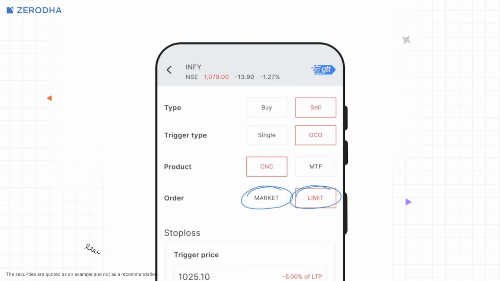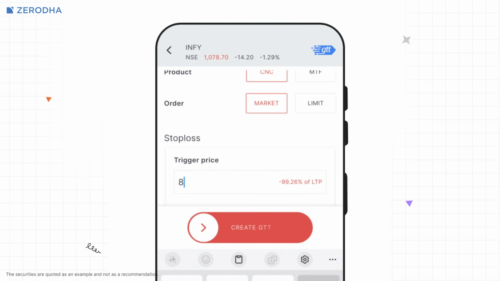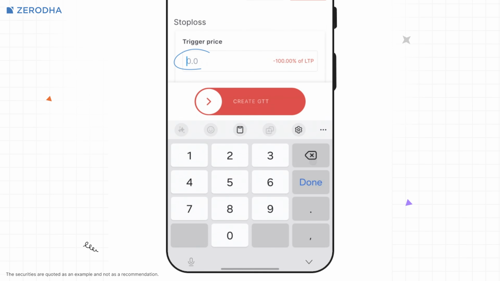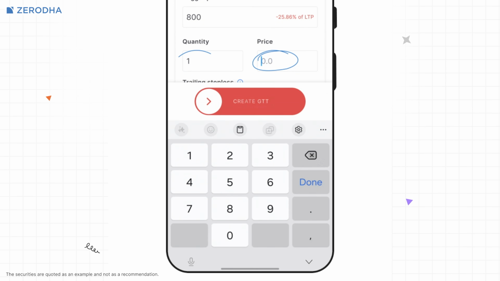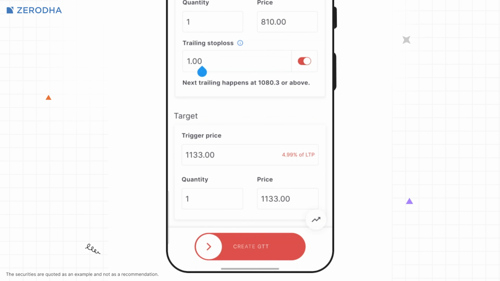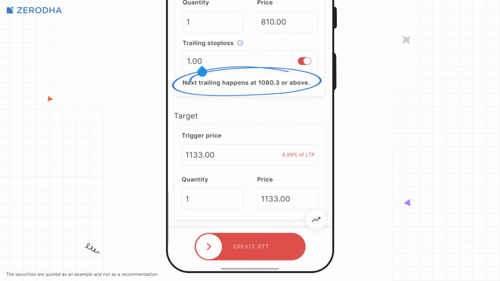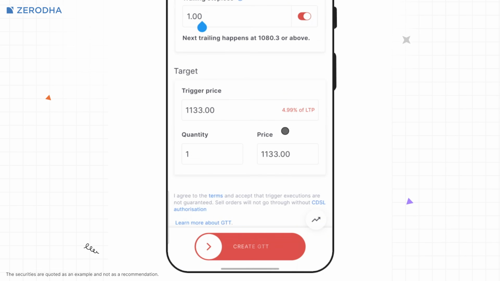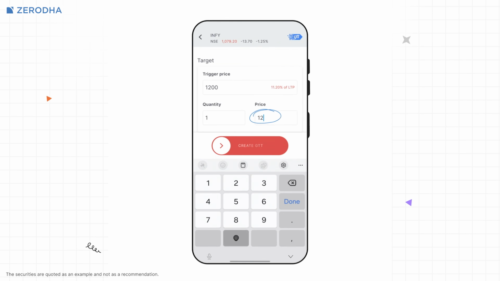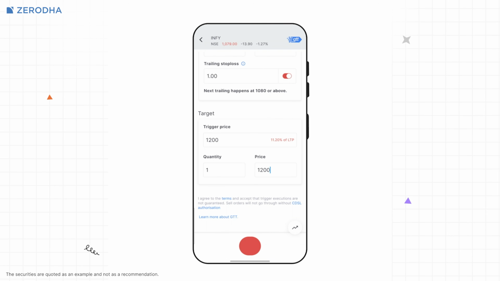Select a limit or market order. If you select market, an order with market protection will be placed when the GTT is triggered. In the stop loss section, enter the quantity, trigger price and limit price. Enable the trailing toggle and enter the trailing point. Once trailing is enabled, Kite shows the price at which the next adjustment will happen. Swipe on Create GTT to place the order.